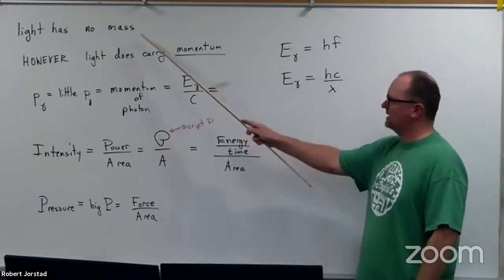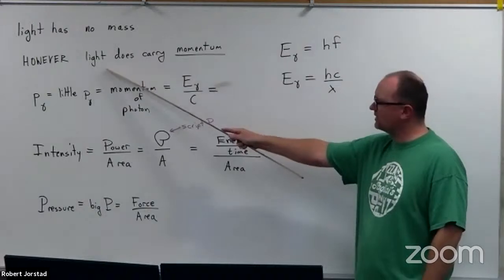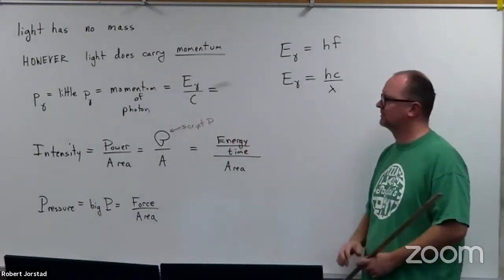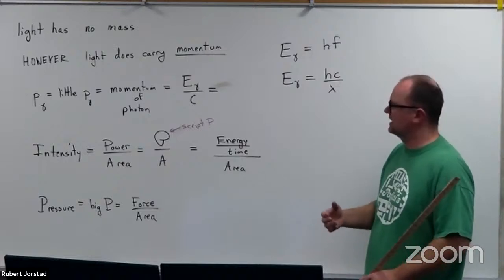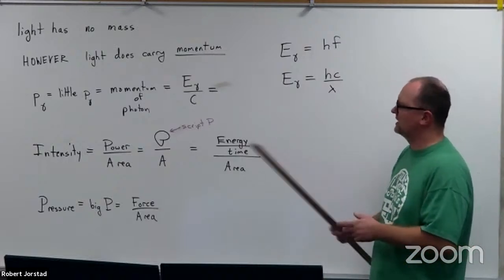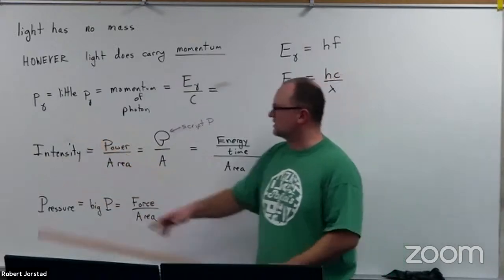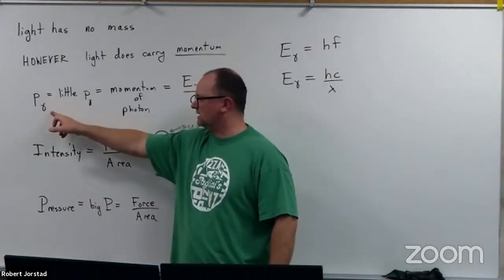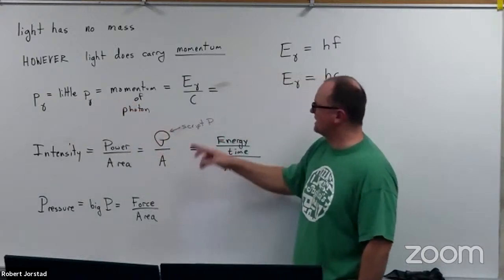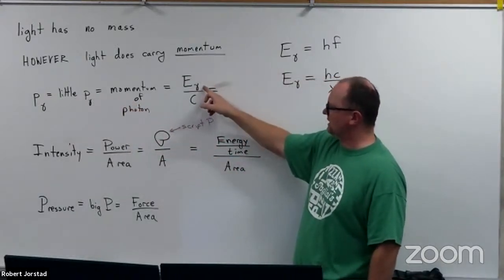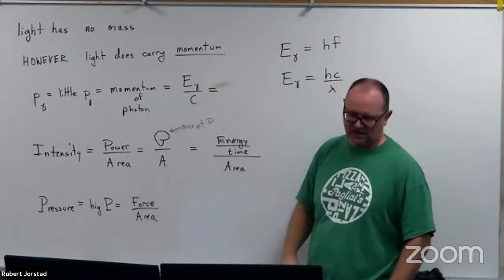Okay, light has no mass. However, it does carry momentum. Now, this may confuse you. You might be thinking, oh, I thought momentum was mv. Well, for light, here's the equation we can use. So the momentum of a photon is going to use little p for momentum, right? And that's going to be the energy of that photon divided by the speed of light.